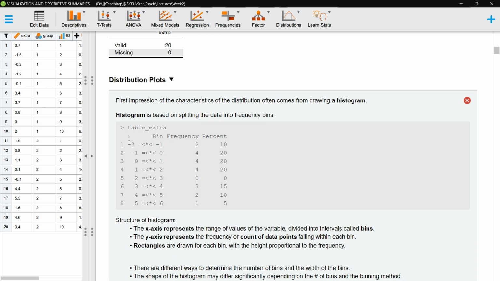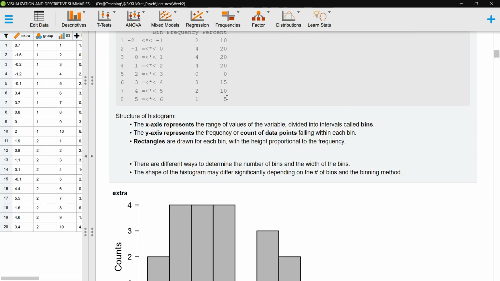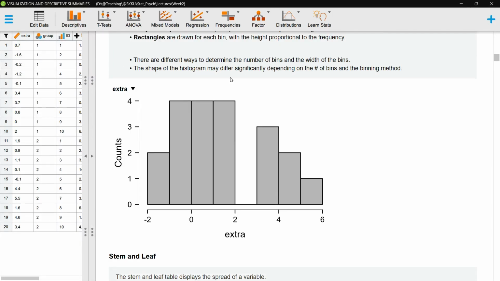It is comprehensive, and we can still calculate the percentage of each category, like each interval bin. And after we create this frequency table, we are ready for the diagram, the plotting, the histogram.